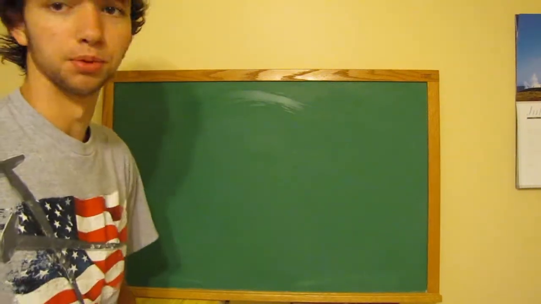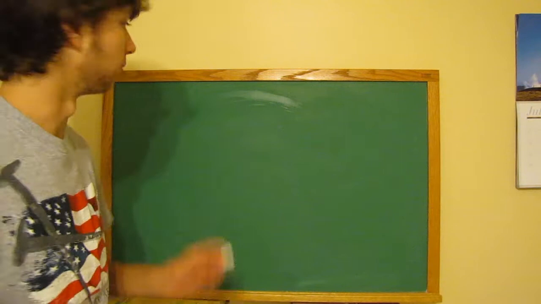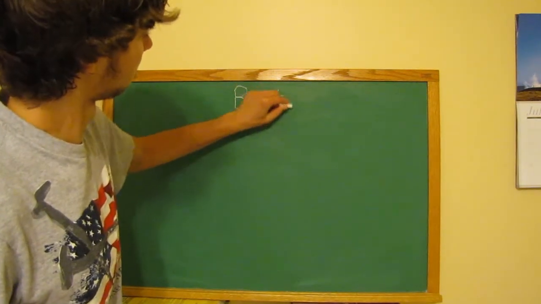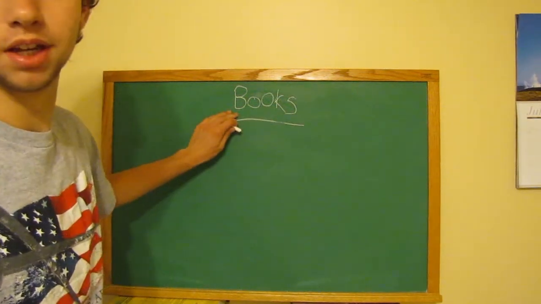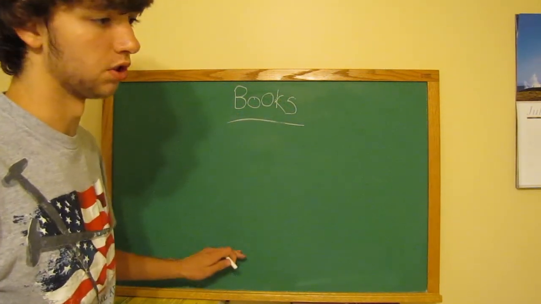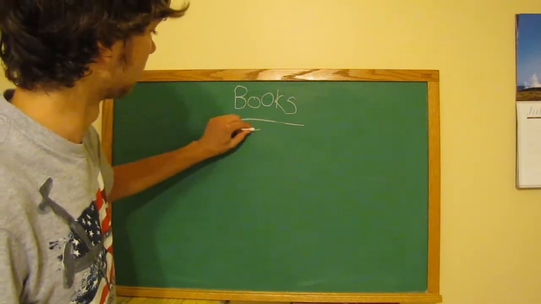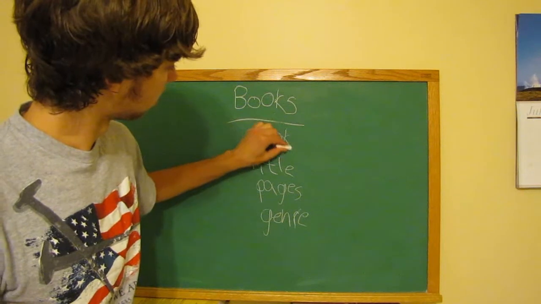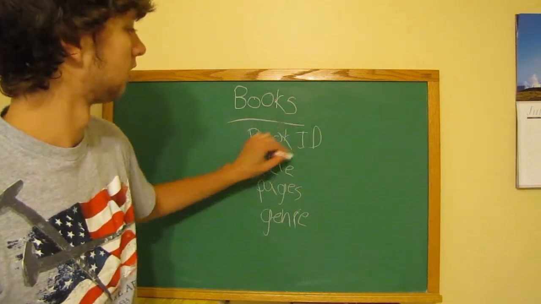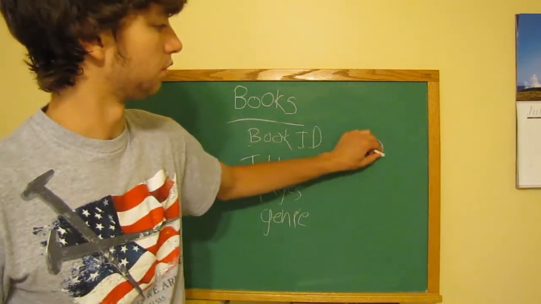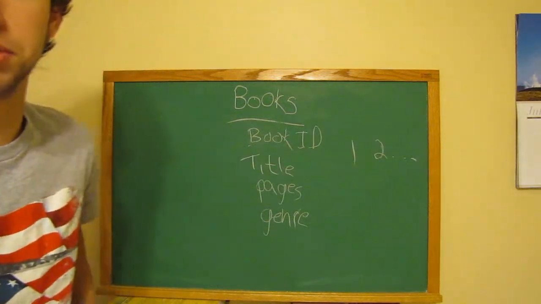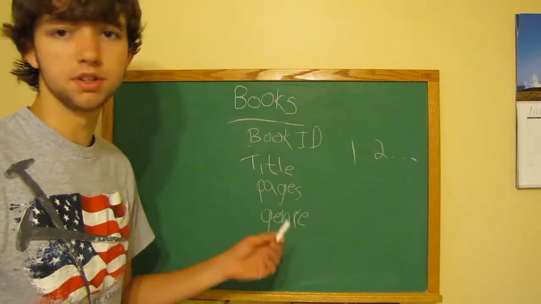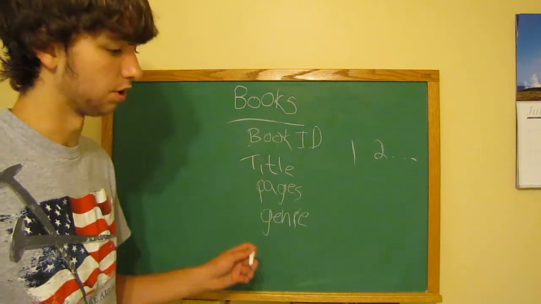When designing tables, a more common way to draw it would be like this. Let's say you have a table for books. You write the table name up here, and then you write each individual column down here. So, book ID. So this would be like 1, 2, and so on, up to however many books you have in the database. And the reason for this is it'll keep each entry unique.